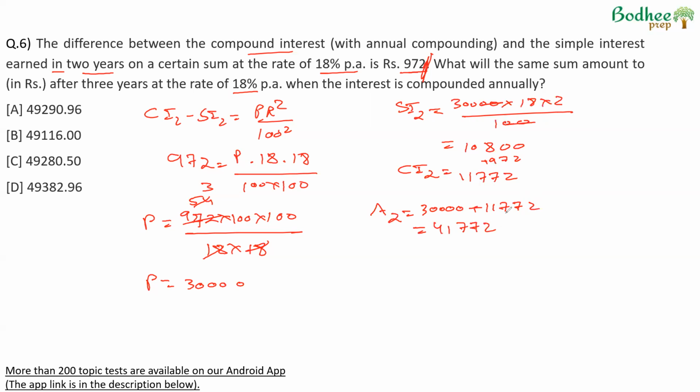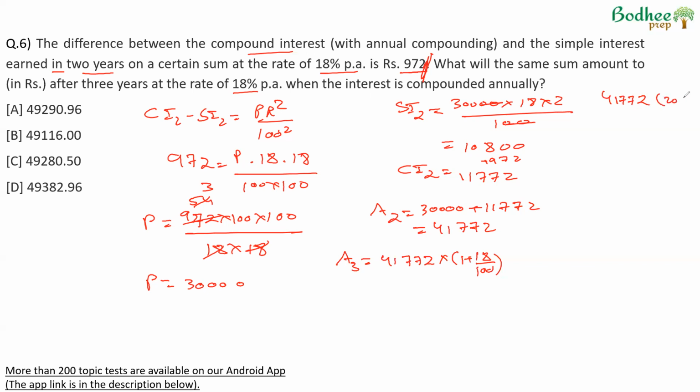If the rate is 18%, the amount after 2 years at compound interest should be 41772. We have to find the amount after 3 years. So we increase this by R%, because we'll get R% on this. Therefore, 41772 into 1 plus 18 upon 100, or we calculate 18% of 41772. So I'm saying 41772 into 18 is what I want to do.